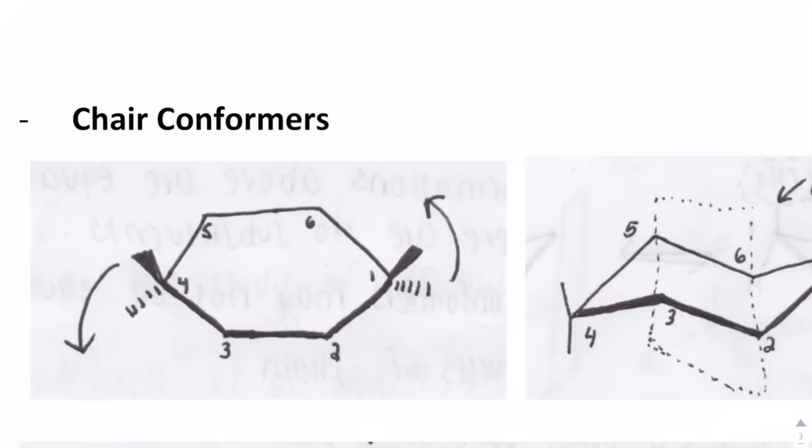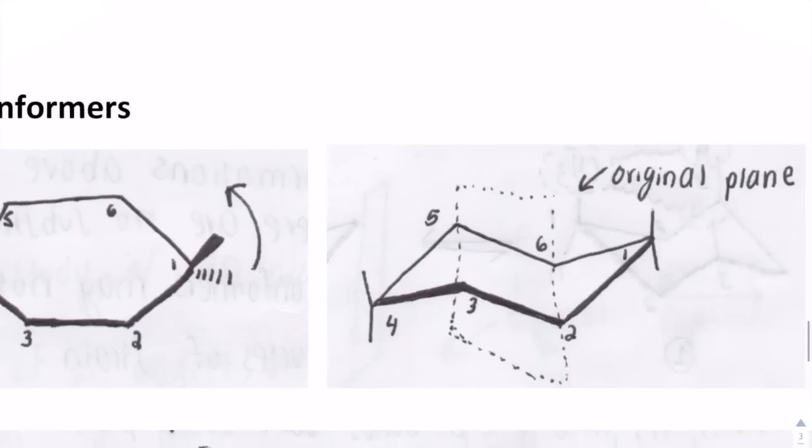Alright, so what's going to happen is I'm going to take carbon number 1 and pull it up out of the plane, and also while I do that, I'm going to take carbon 4 and pull it down under the plane. Okay? So the result of that move would be something that looks like this.